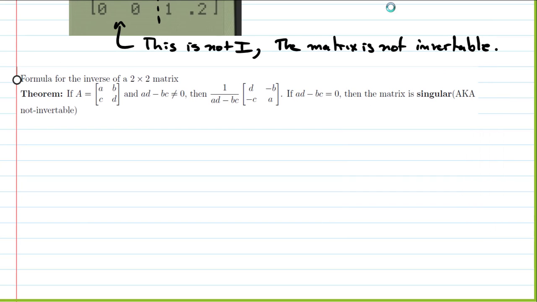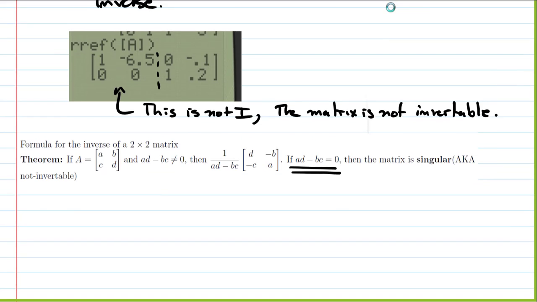So if we have a matrix A, B, C, D, and AD minus BC is not equal to 0, then 1 over AD minus BC times the matrix D, negative B, negative C, A is the inverse. This part is actually nice to know. It says if A times D minus B times C is 0, then the matrix is singular or not invertible.